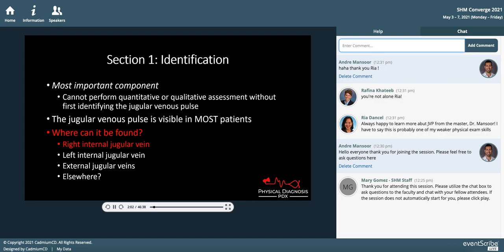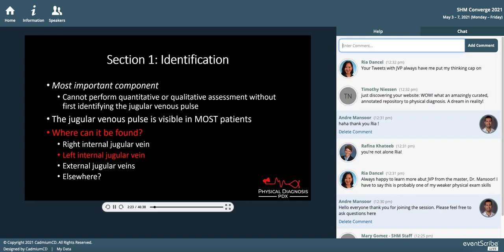So where do we look for the jugular venous pulse? The place that you should go to first is the right internal jugular vein. It's ideal because of its direct route down into the right atrium. If you can't find the pulse on the right, then you should go to the left internal jugular vein next. And by the way, when we talk about the internal jugular veins, we're not actually visualizing the vessels themselves. We're visualizing the movement of the skin that overlies the vessels.